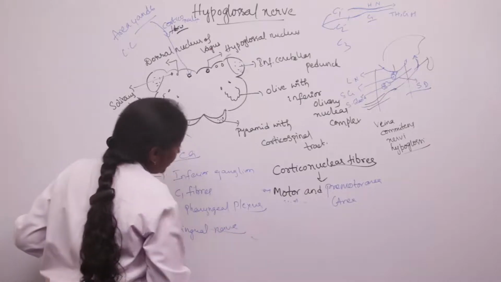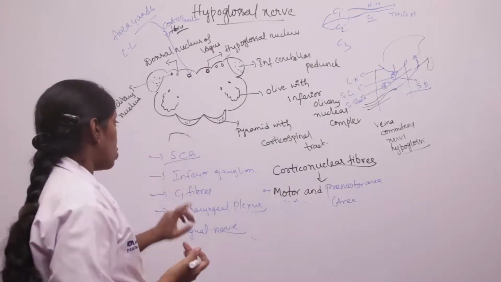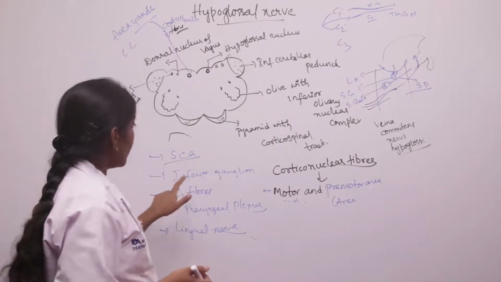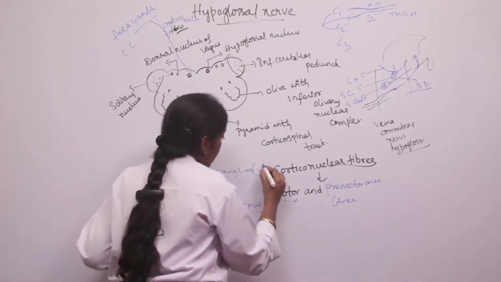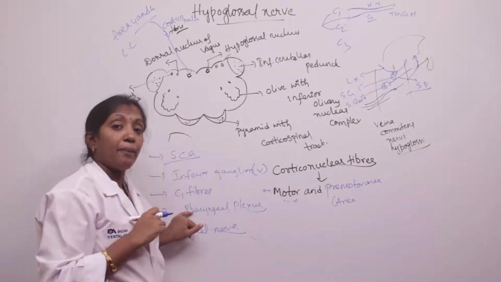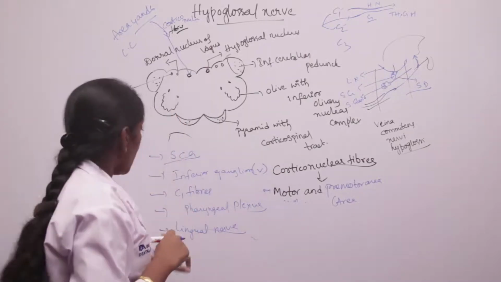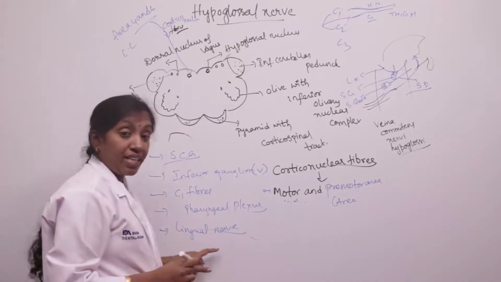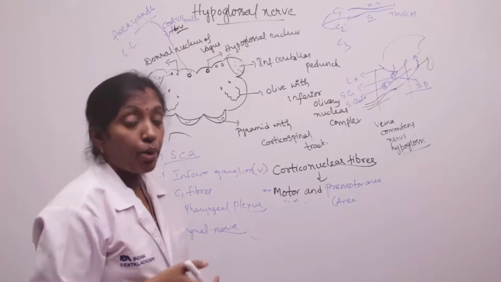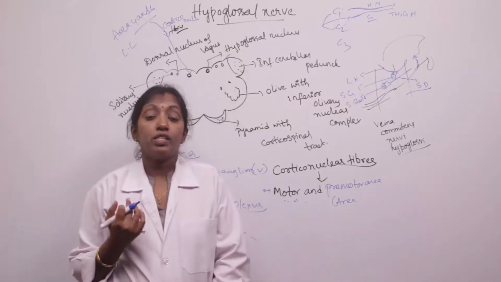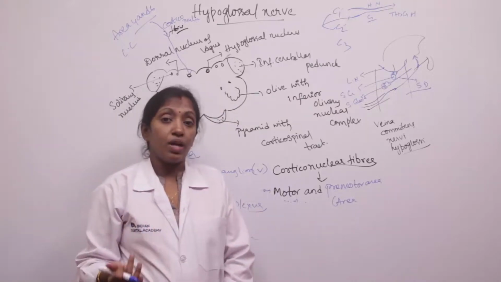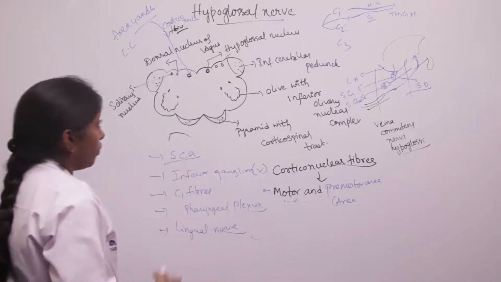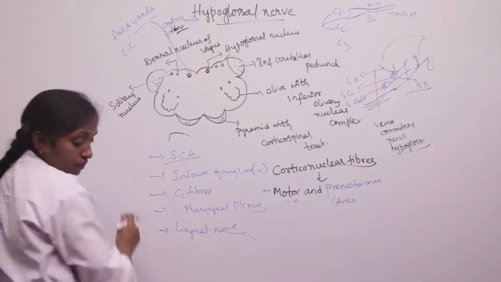So, these are the communicating branches of the hypoglossal nerve. It communicates with the superior cervical ganglion, the inferior ganglion of the vagus nerve, the C1 fibers (C1 through hypoglossal), and the pharyngeal plexus. It communicates with the lingual nerve by carrying proprioceptive sensory fibers from the tongue muscles to the mesencephalic nucleus. Okay, so we know the C1 through hypoglossal here.